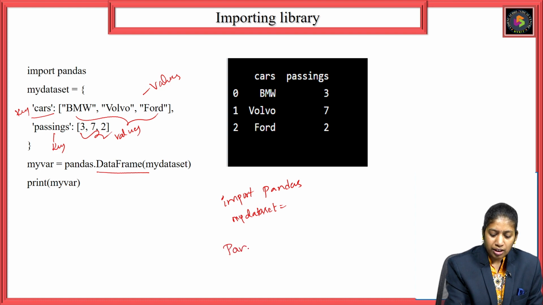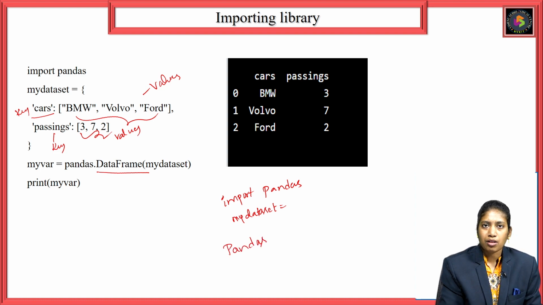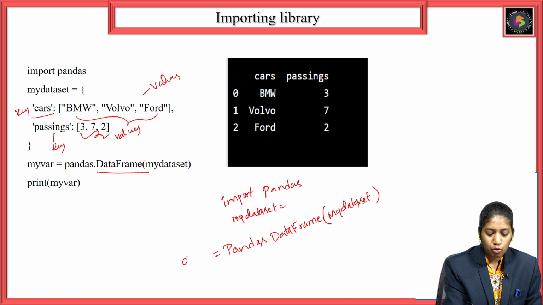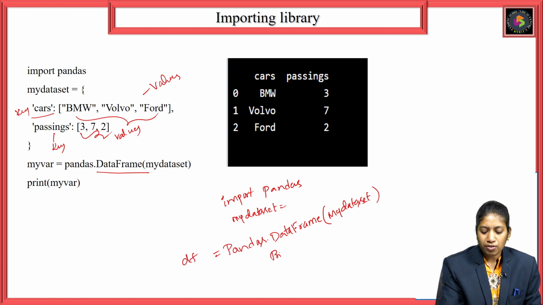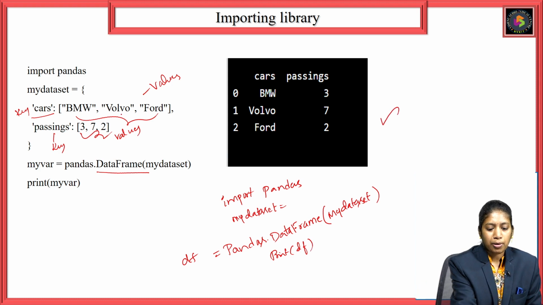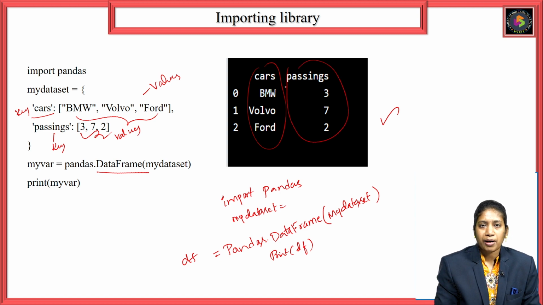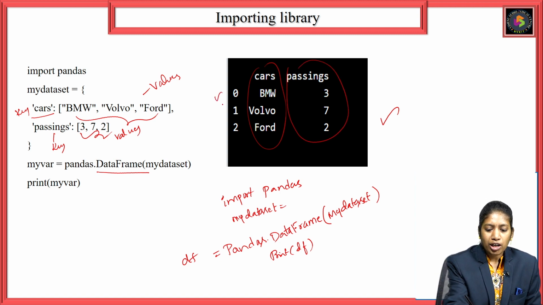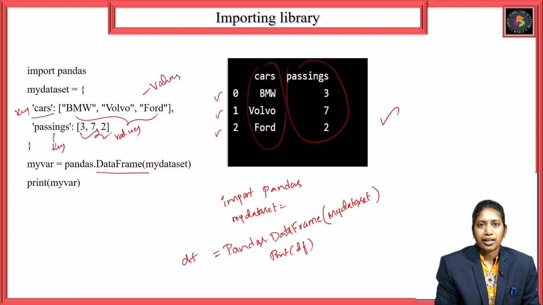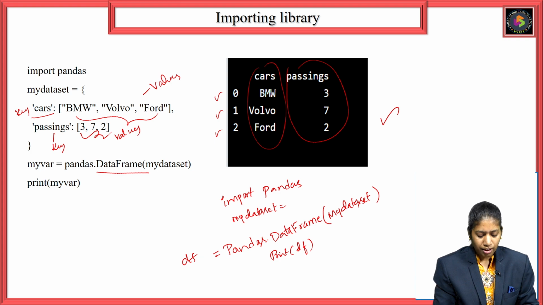So I am calling DataFrame with the help of pandas, with the dot extension, pandas dot DataFrame of my data set. The result I am storing in one variable, df. So when I go with print of df, I will get this as output. Here BMW, Volvo, Ford will be in one column, with car as the key acting as the column head, and passings is another column head, and these are the rows. By default, if we are not providing any index, it will take index values of 0, 1, 2. So this is how we will get it.